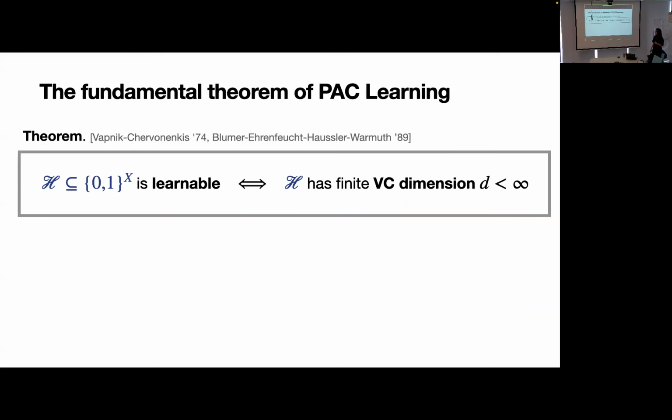So now let's describe the characterization. We get what is called the fundamental theorem of PAC learning, or the fundamental theorem of statistical learning. This is due to Vapnik and Chervonenkis from '74 and Blumer et al. from '89. It says that a class H is PAC learnable if and only if its VC dimension is finite. Not only that, we also get a characterization of the optimal sample complexity. This property M of epsilon scales like D over epsilon, where D is the VC dimension.